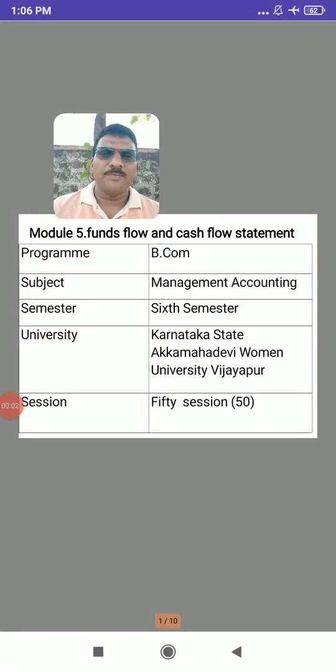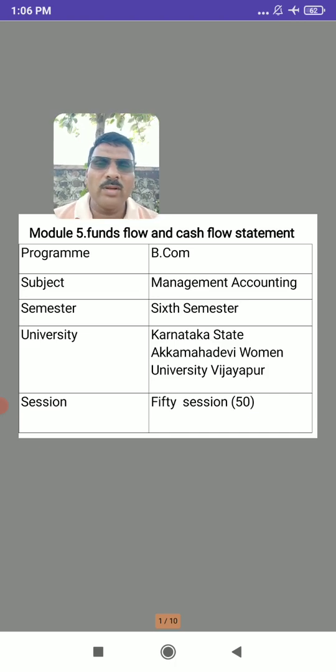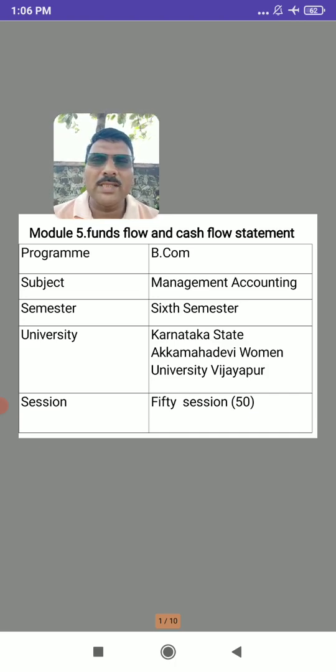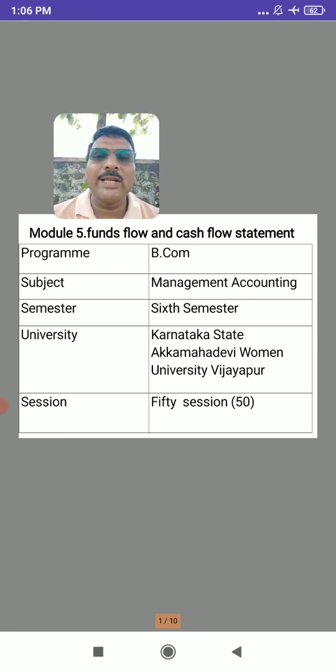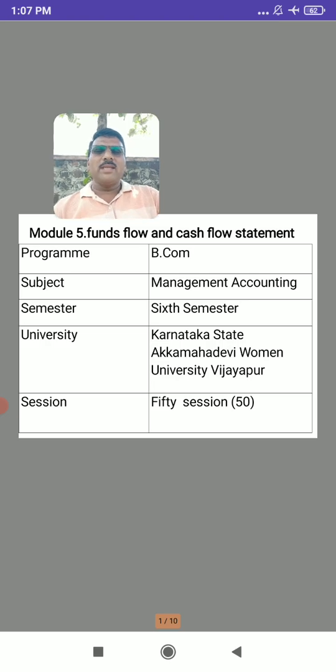Good morning, students. In the last classes, we have completed all the theoretical aspects. How the fund flow statement is prepared, we have seen theoretically, and now it's time to study this fund flow statement practically. Here we will select some important problems, and we will see how the problems are solved and how these statements are prepared practically.